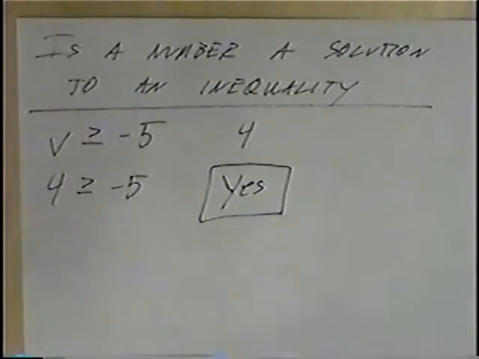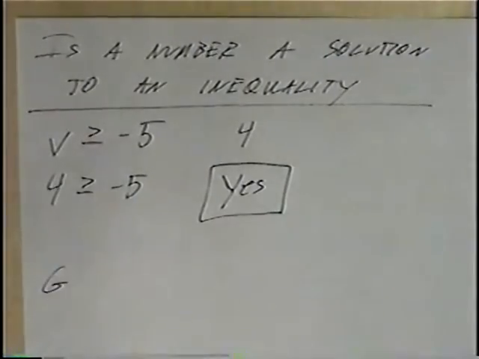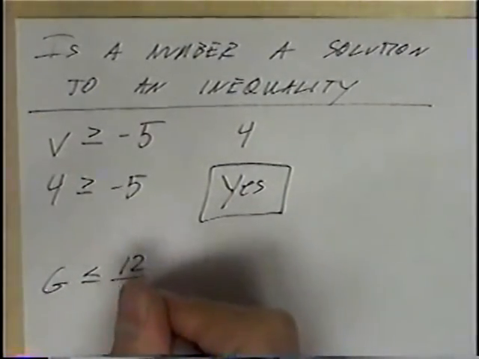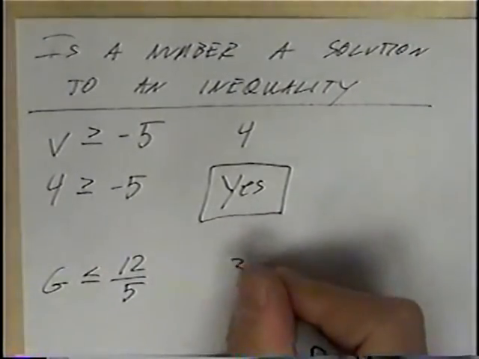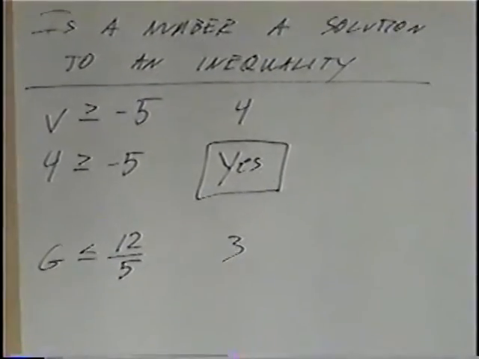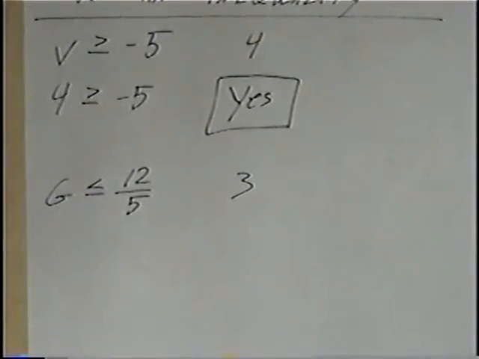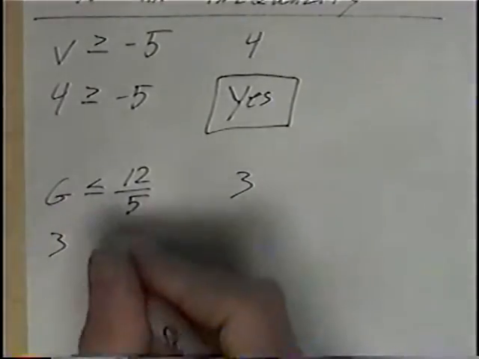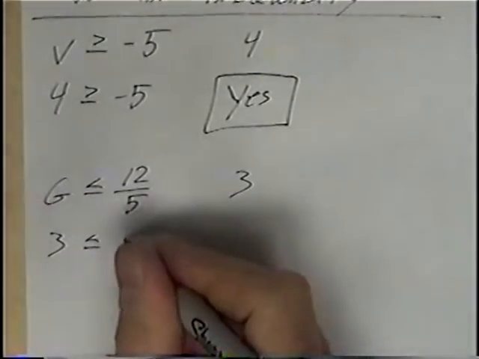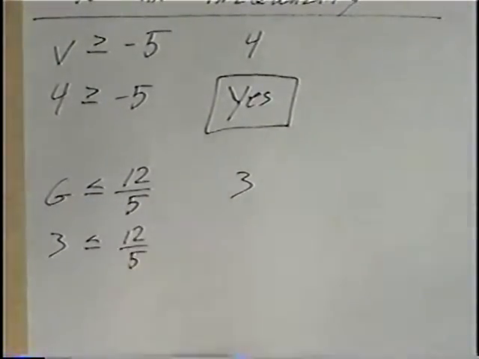Second question is g less than or equal to the fraction 12/5. And the number we use for this question is 3. Plugging a 3 in for the variable, we have 3 less than or equal to 12/5.